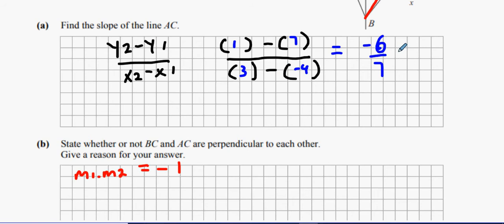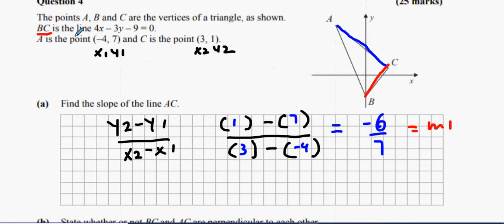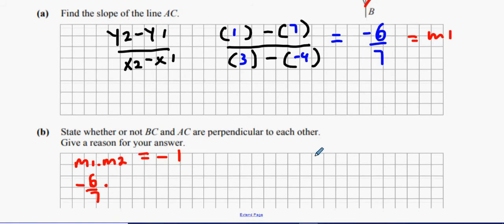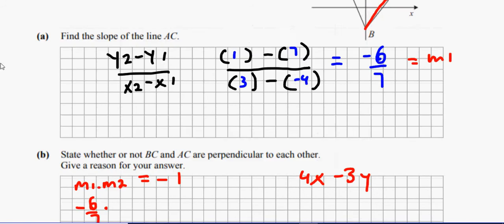Now, you know the slope of AC, so you know that M1 equals minus 6 over 7. The problem is you don't know M2. What do you know about BC? You know the equation of its line. I'm going to give you two methods, okay? Because you might need both methods someday.